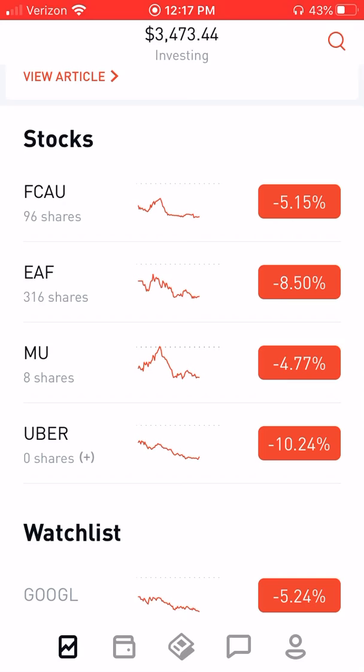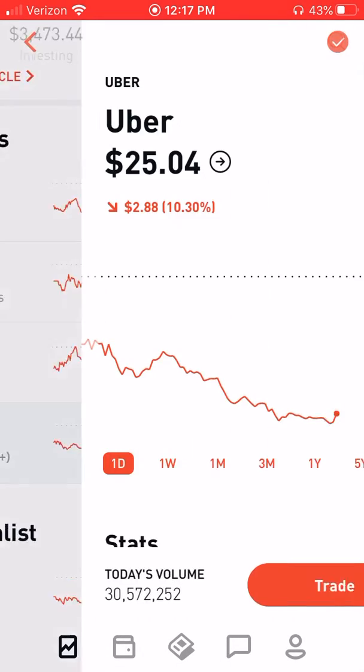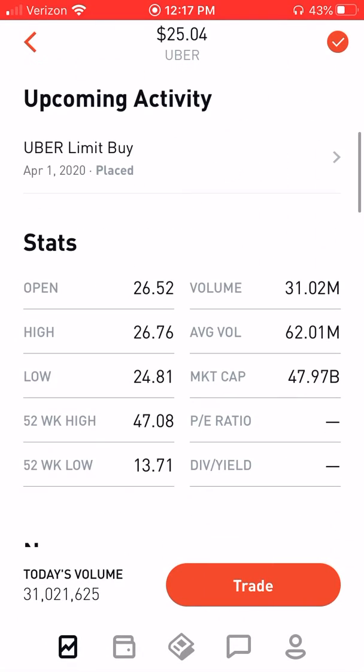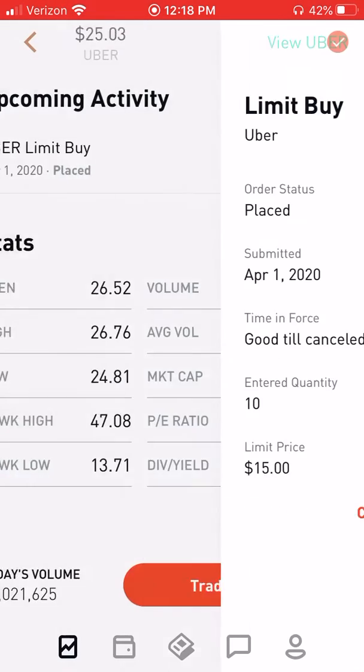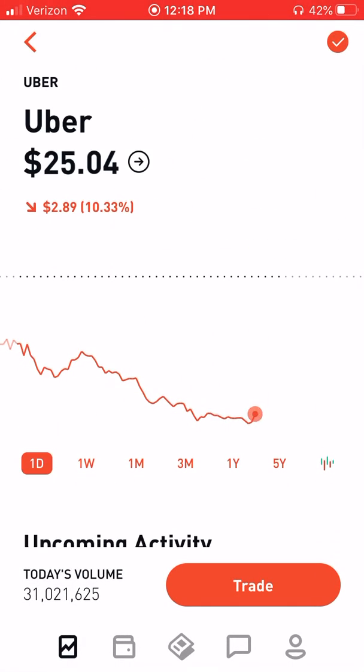And you can see in here under the stocks section, you can see that order that was placed. Submitted April 1st, good till canceled, 10 shares at $15 per share. And I can cancel this anytime if I change my mind, if I no longer want these shares at 15, if something else comes along where I think that $150 would be better spent. So anyway, guys, that's all I got for you.